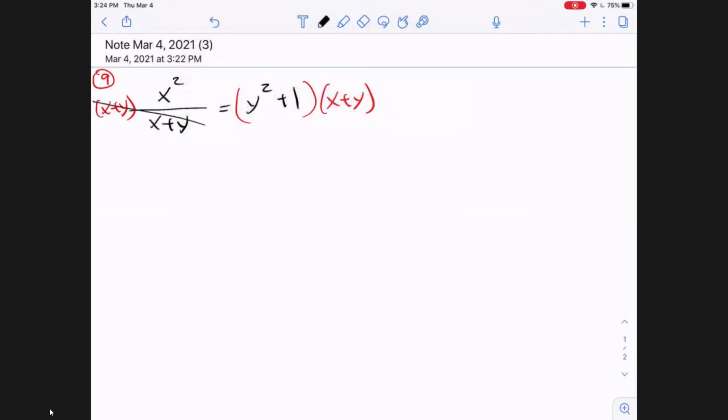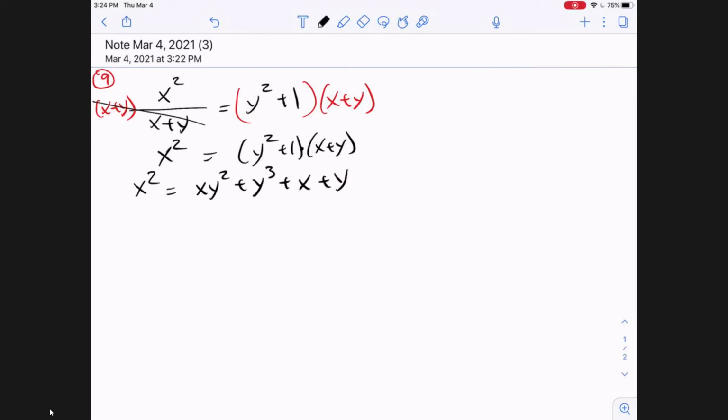So I'm going to get rid of the fraction. x squared equals y squared plus 1 times x plus y. All right, so now let me go ahead and FOIL this out, right? Did you FOIL this out, or did you just use the product rule here on the right? We foiled it. Okay, so you got xy squared plus y cubed plus x plus y.